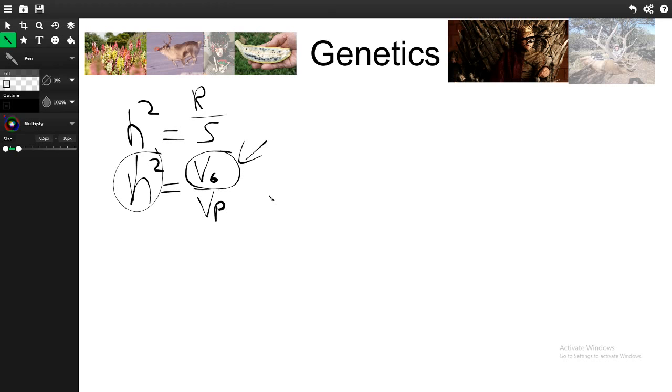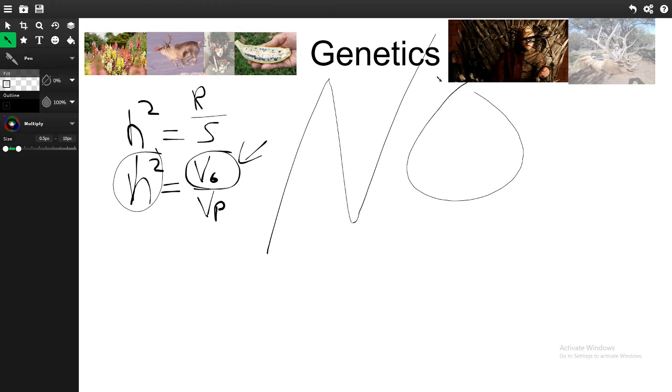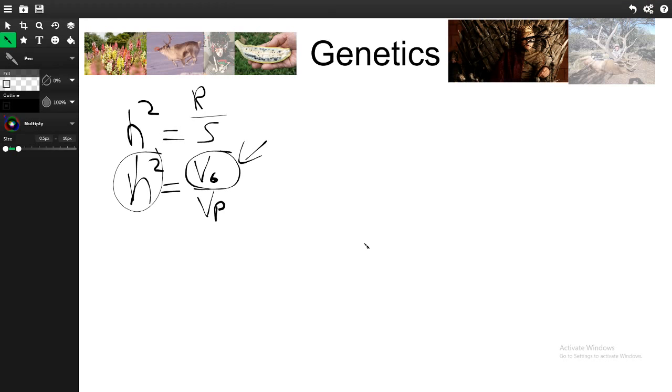So let's look at a few different problems. Let's start with an easy one. Scientists in Canada found a heritability estimate for pig's weight. Would that study be useful for pig breeders in Utah? No, because of the different environment. No, that's not how it works.